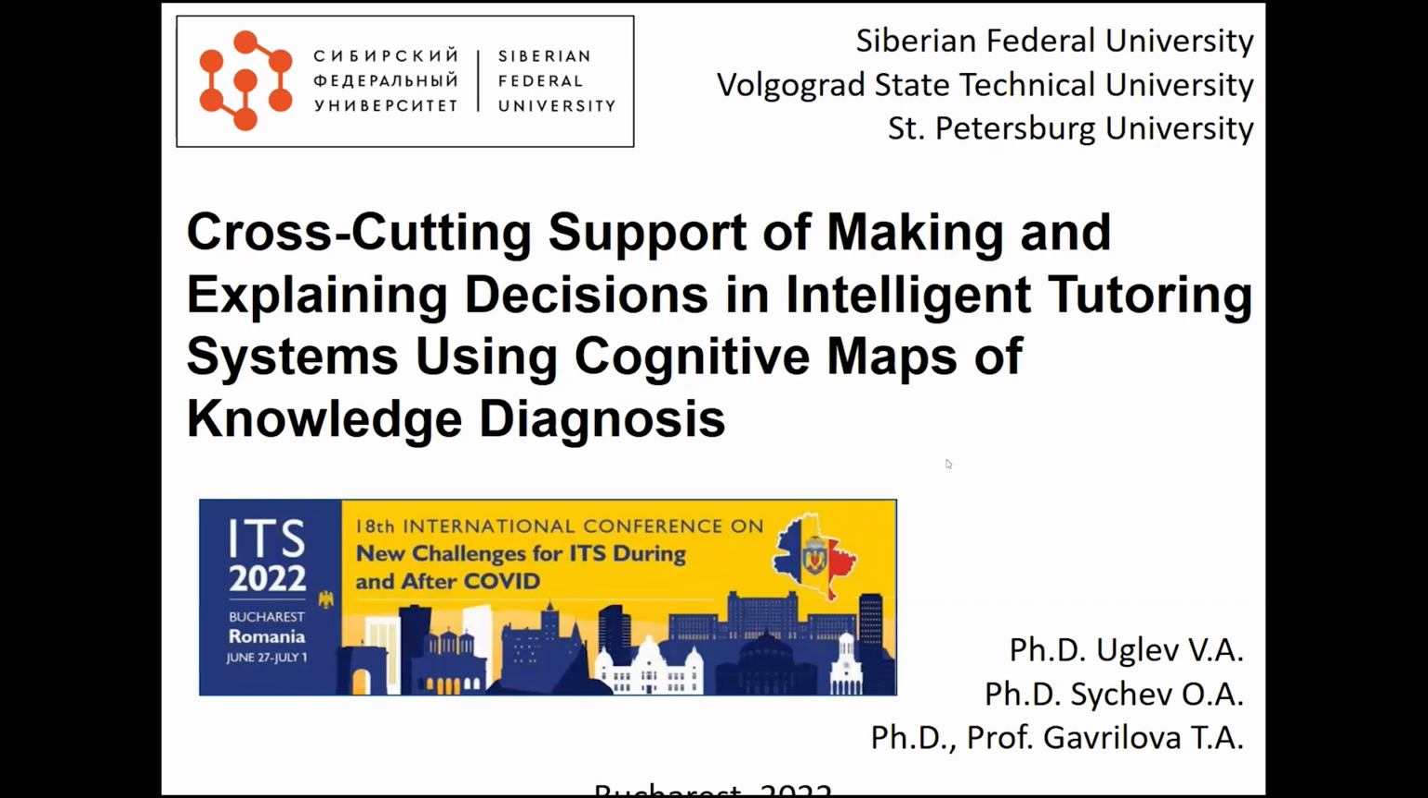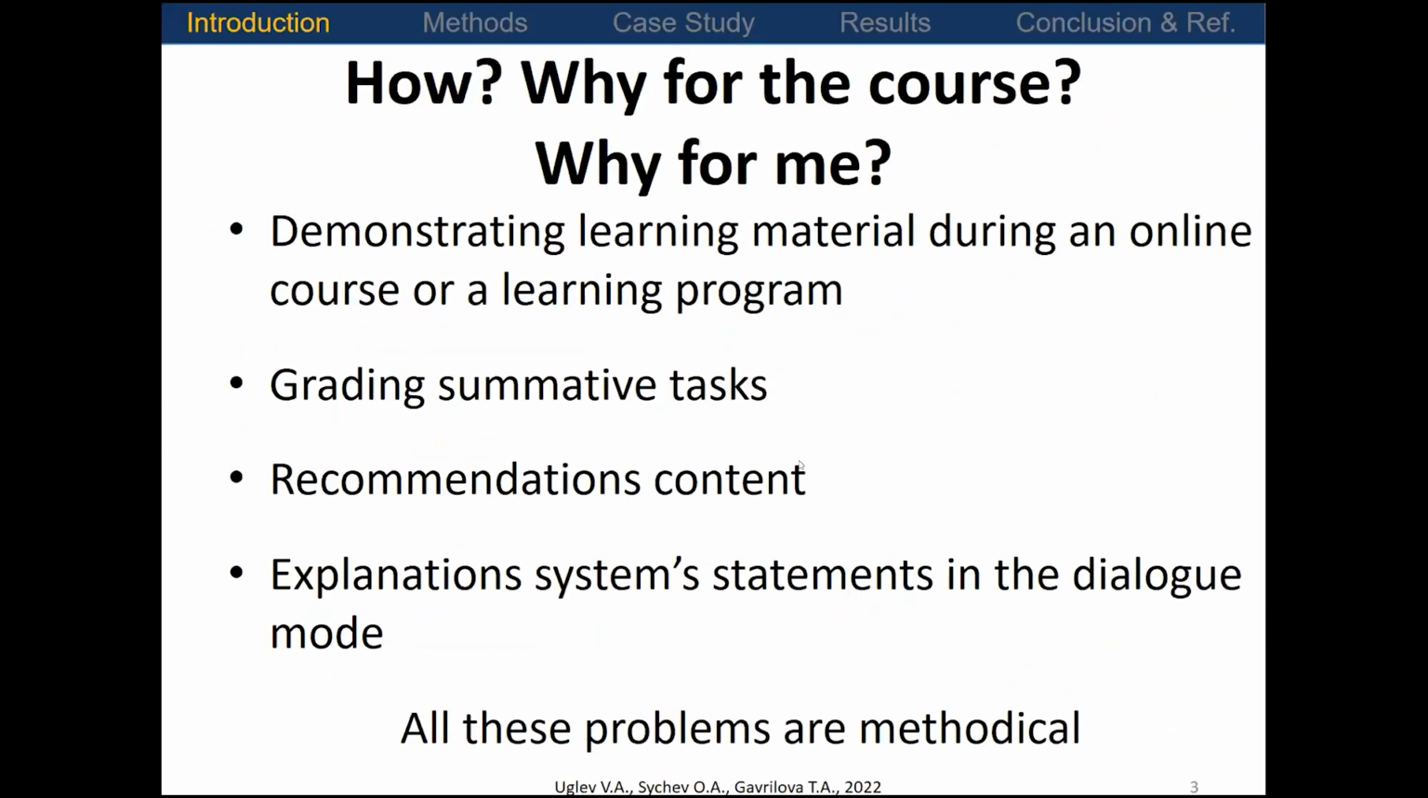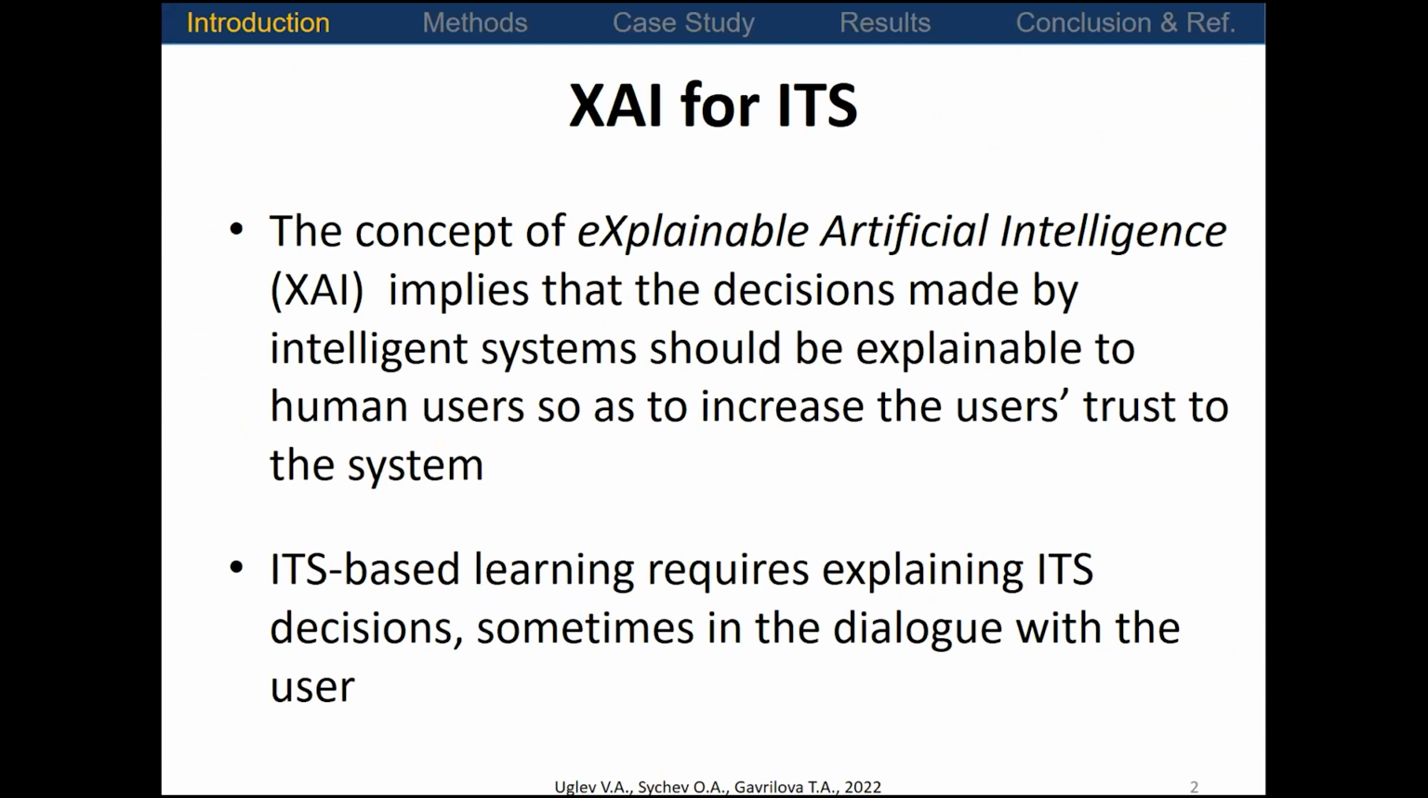Hello, dear colleagues. My talk today is about means of cross-cutting making and explaining decisions of intelligent tutoring system with cognitive map of knowledge diagnosis. Trust is one of the mechanisms of efficiency for human interaction with artificial intelligence systems. We know it by the name of explainable artificial intelligence.